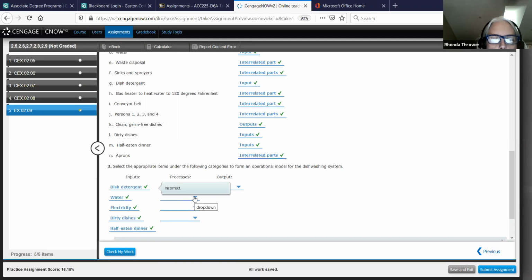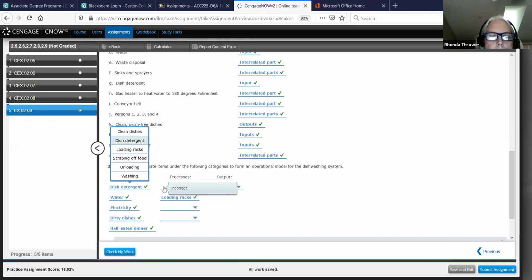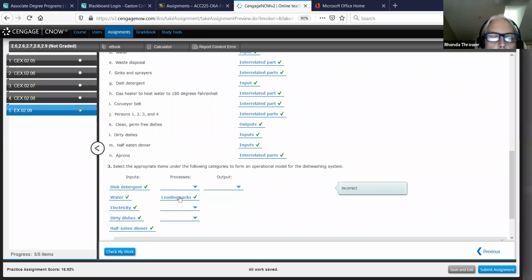All right, so I'm going to look at my drop-down list here, and what we're looking for is processes. Processes would be some type of activity. So I'm going to pick loading the racks. And I can't see what I'm doing here for the rest of this. All right, now just click on it and move it out of the way. I've learned something new here today.